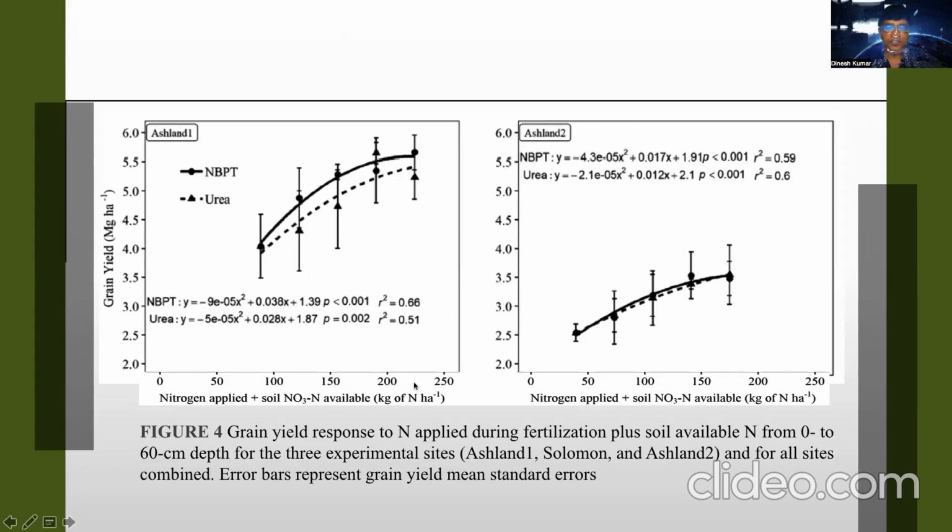On x-axis, you have nitrogen rate. On y-axis, you have grain yield. And this is how they are fitted. The first is representing your NBPT, and the dotted line is representing urea. So here you can compare the response of two sources of fertilizer at different levels. Similarly, on the right side.